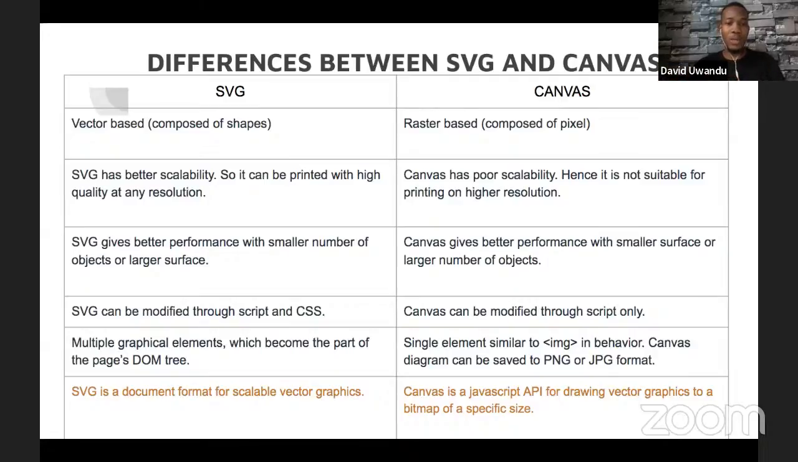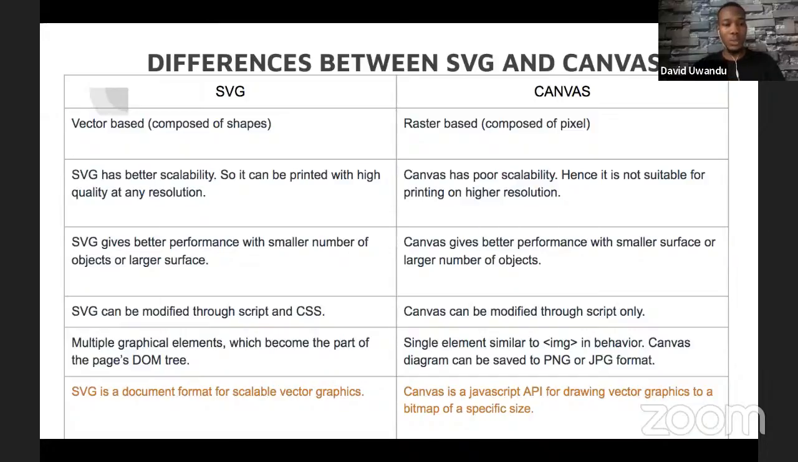SVG gives better performance with a small number of objects or a larger surface, while Canvas gives better performance with a small surface or a larger number of objects. And SVG can be modified through scripts and CSS, but Canvas can only be modified through scripts.